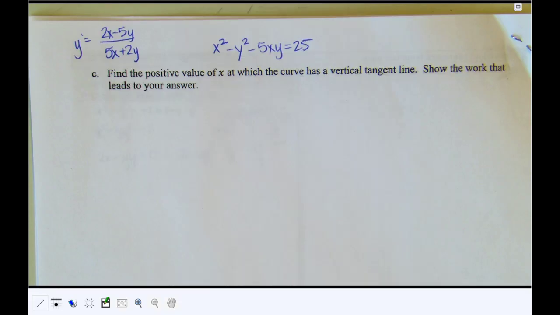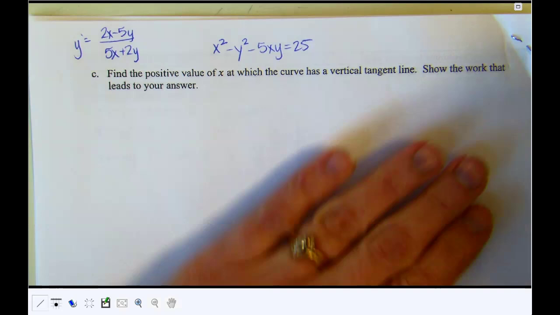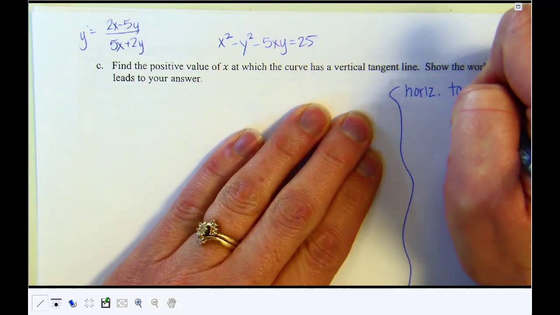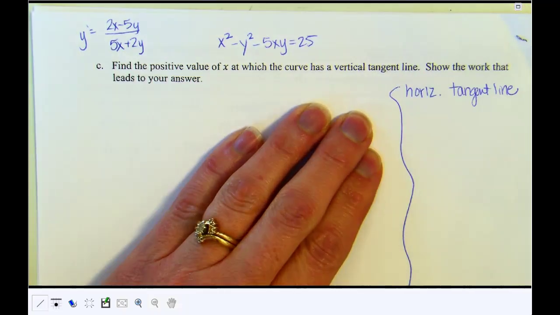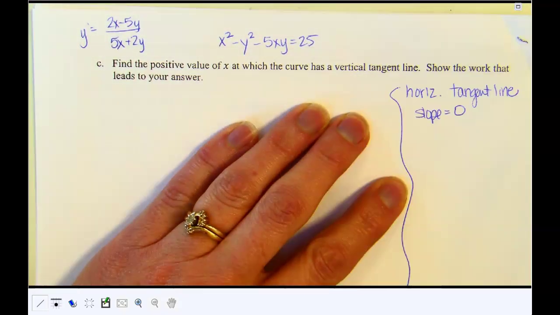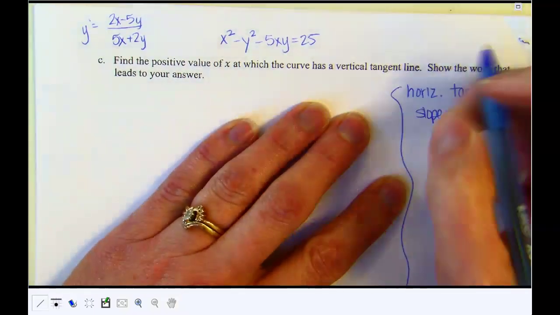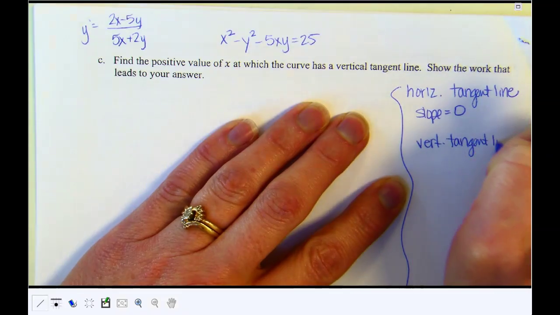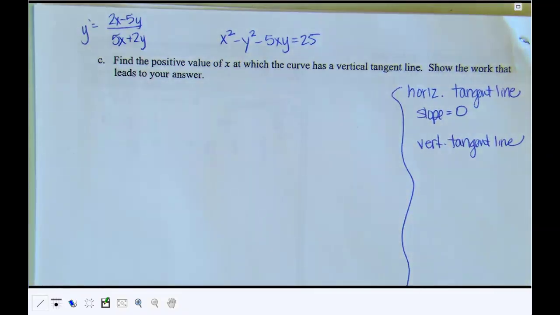Horizontal tangent line, okay? Horizontal tangent line. This is notes over here. What has to be true about the slope? Zero. Slope has to be equal to 0. Okay. We're asked about a vertical tangent line. Think about a vertical line. What's the slope have to be? Undefined. So yeah, it's an infinite slope, but that means it's undefined.